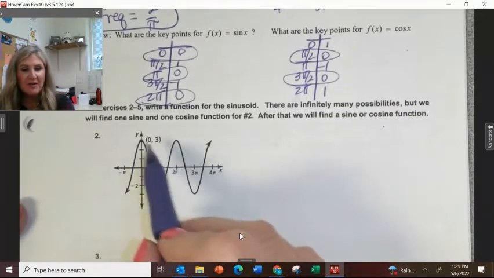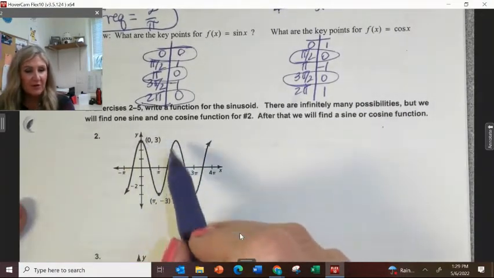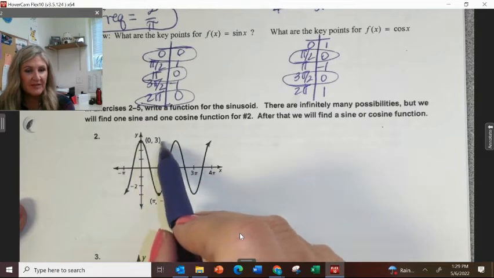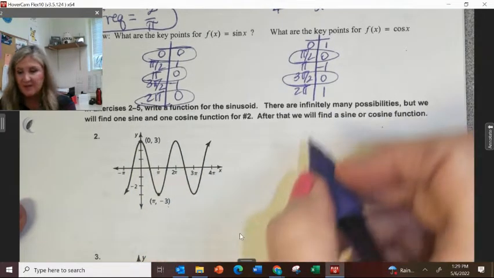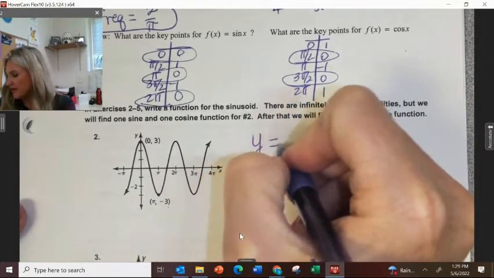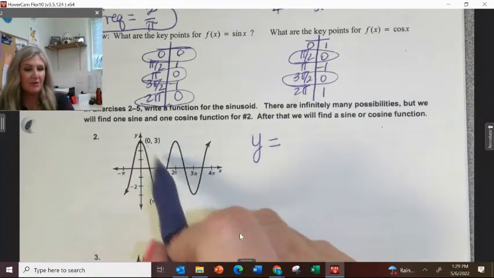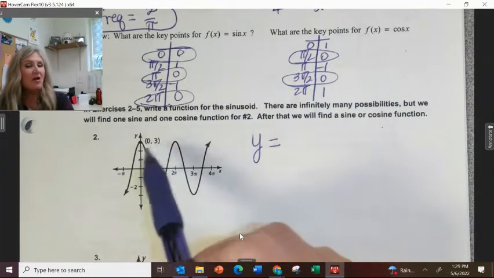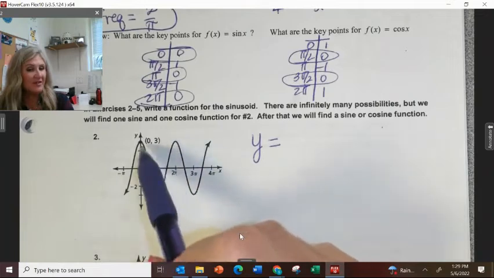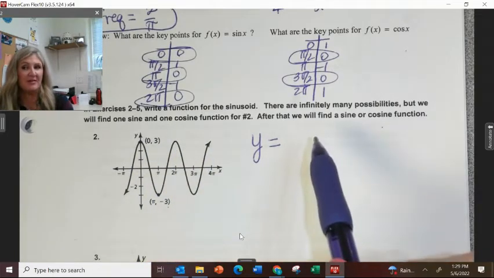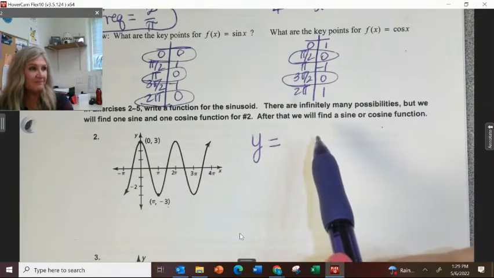So this first problem should be pretty straightforward for you. We've got a point here at 0, 3, pi negative 3. I want to know what the curve would be. The sinusoid is another name for that. That would go through those points. So no longer are we going to be given 5 points. Just by looking at this, the hope is that you can come up with the function.